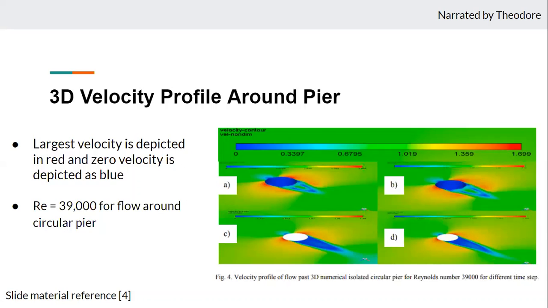We can also see the boundary layer separation happening a little bit past 90 degrees from the point of the incoming flow. So from this point, we have the separation occurring somewhere around here.